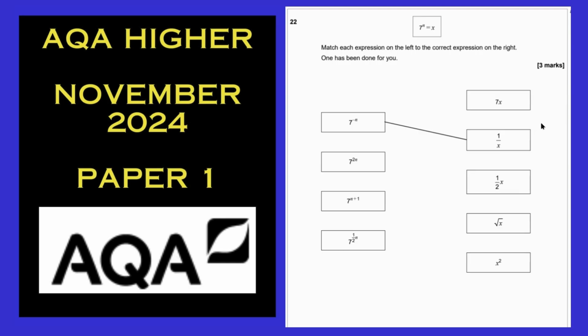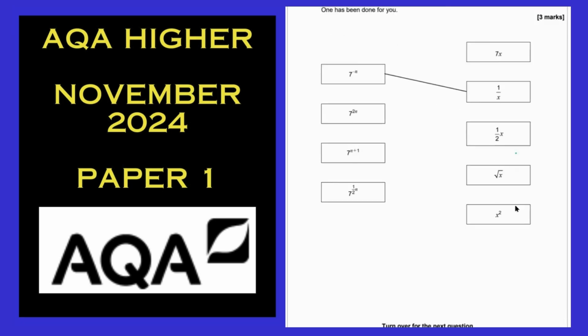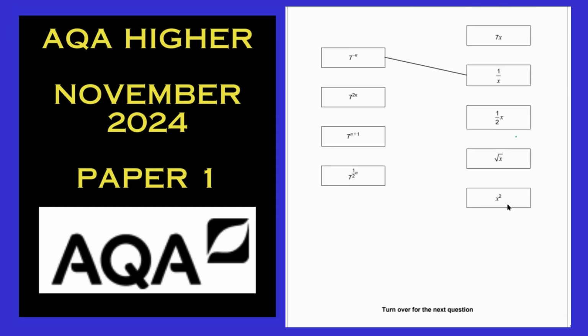For number 22, we're matching some boxes, but don't rely on luck. The idea is it's ultimately a laws of indices question. You've got 7 to the n equals x. If we're told that 7 to the n equals x, then what does this mean? This means we've got 7 to the power of n all squared, because power to a power does indeed mean multiply the powers, as in 2n. Now if you replace 7 to the n with x, it's x squared.